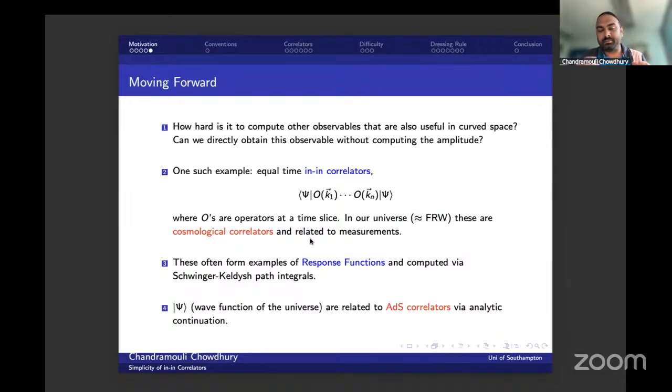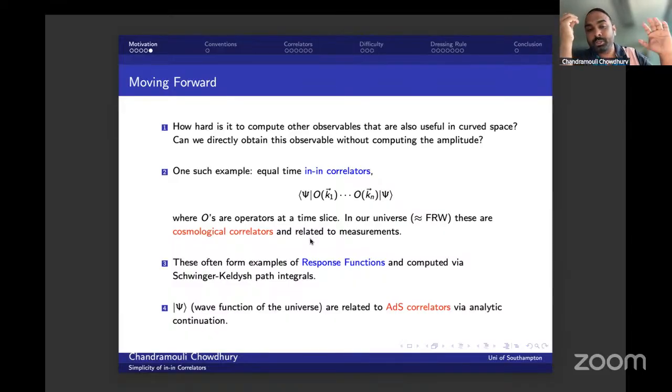These are basically the naivest thing that you first study in a quantum mechanics course, which is like an expectation value. And for the purpose of our universe, which is close to an FRW universe, these are also called cosmological correlators. They represent fluctuations, and they're useful for computing fluctuations in the CMB. So hence, these are directly related to measurements.